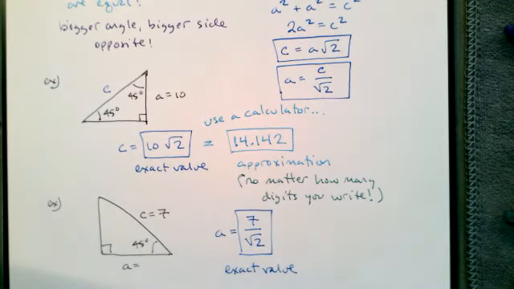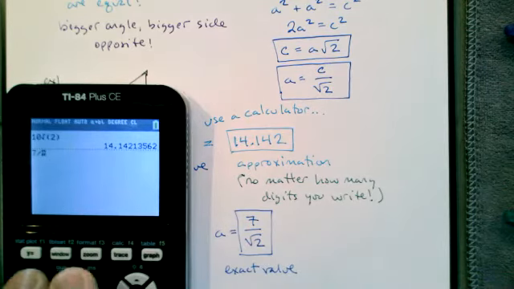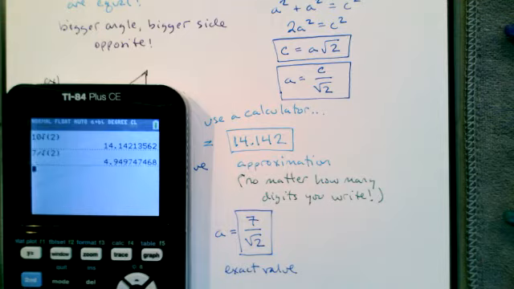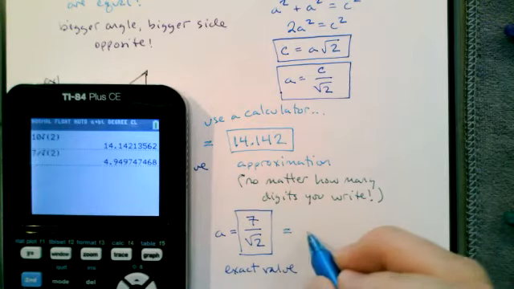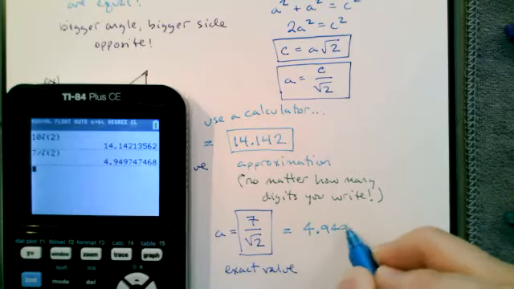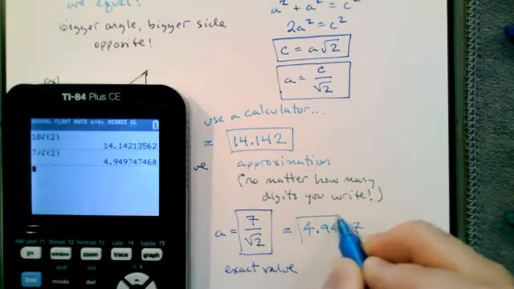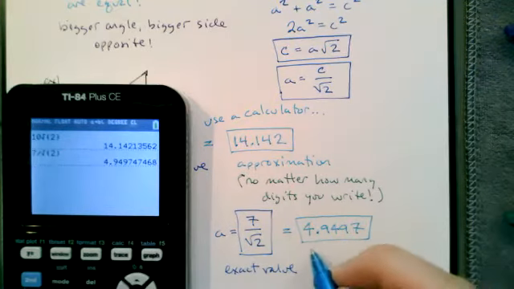And once again, we can grab our calculator and get an approximation of this value by taking 7 and dividing it by the square root of 2. And we get 4.950 to the nearest thousandth, if I'm going to be consistent with my previous approximation. Or I could use 5 significant figures, 4.9497. There's an approximation. Once again, no matter how many digits I write.